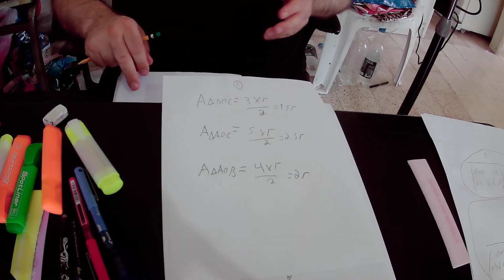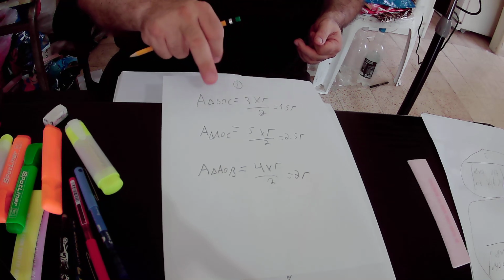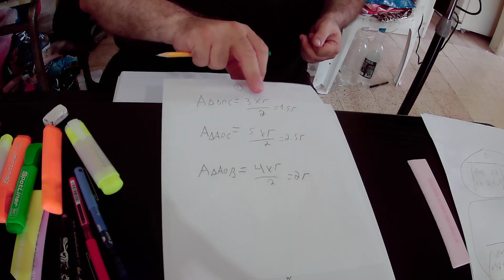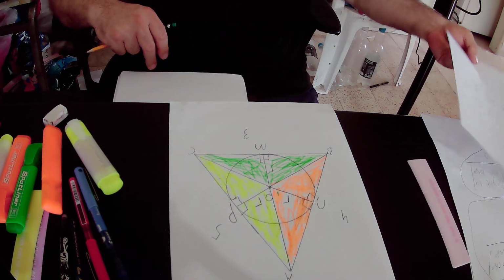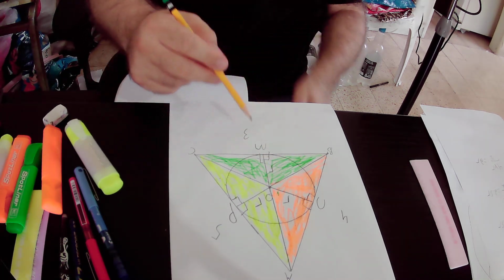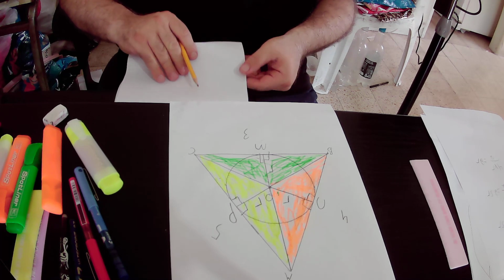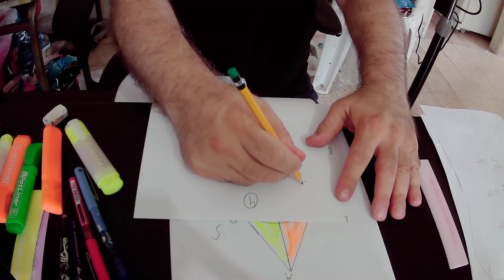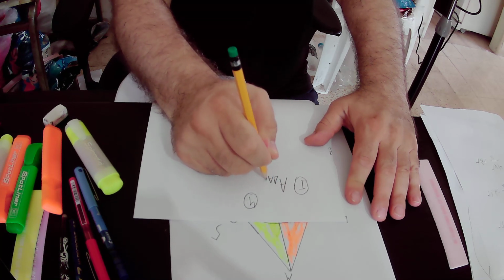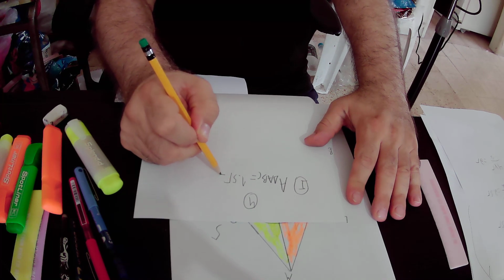So we can summarize and say that the area of the green triangle equals 1.5 times the radius, the area of the yellow triangle equals 2.5 times the radius, and the area of the orange triangle equals 2 times the radius of the circle. But as you can see from the drawing, the area of the big triangle ABC equals the sum of the areas of the green triangle plus the yellow triangle plus the orange triangle. So we can create equation number 1 that states that the area of triangle ABC, the big triangle, equals the area of the green triangle, and the area of the green triangle equals 1.5 times the radius, plus the area of the yellow triangle.